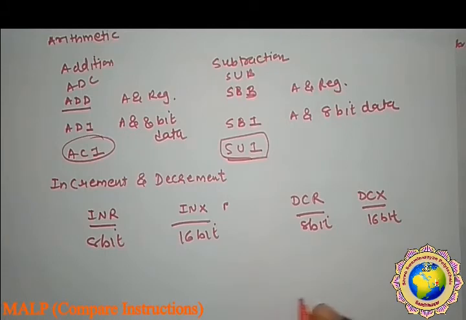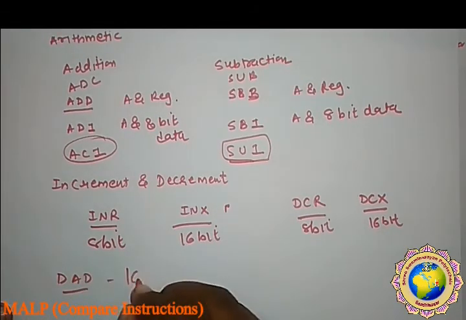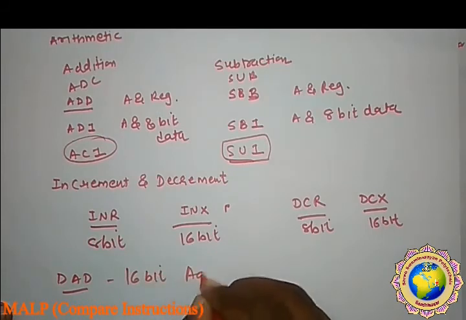Okay, so you have studied different types of arithmetic instructions. In the arithmetic instructions there are 3 parts: add instructions, subtract, increment and decrement, and the last is the decimal adjust accumulator. And the last is DAD, double addition. This is for 16-bit addition of data.